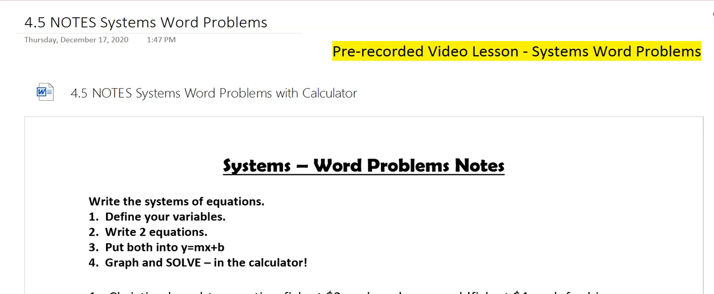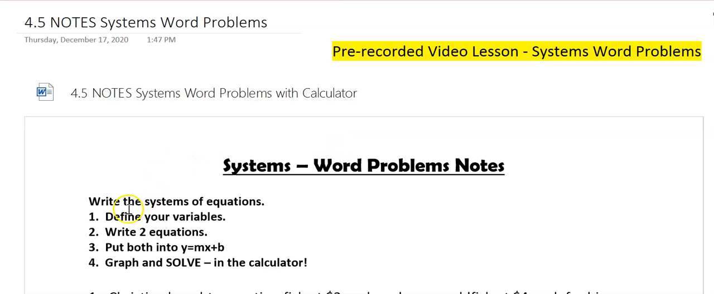Systems word problems. Okay, this is probably going to be the most work we do with systems. There's going to be a lot involved here, but it has gotten dramatically shorter because we're going to do a lot of it with the calculator. So you definitely want your calculator on hand for this.